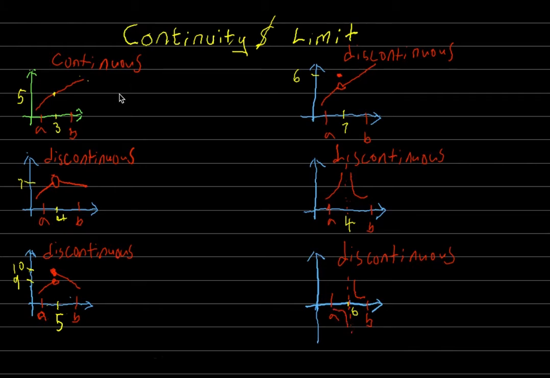Hi, we have earlier discussed continuity and we are going to continue by discussing limit. On this first graph, we can see the point 3 on the axis which corresponds to 5. So this function at f of 3 is equal to 5.